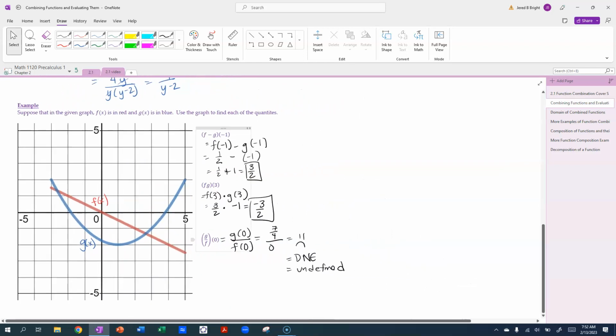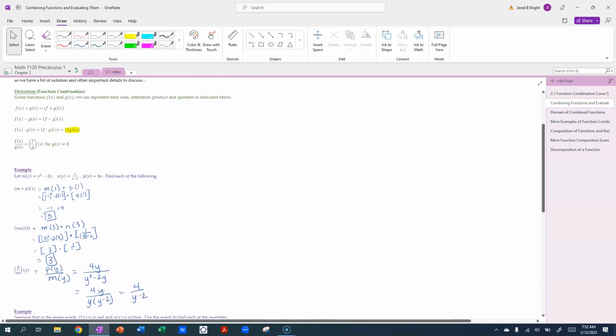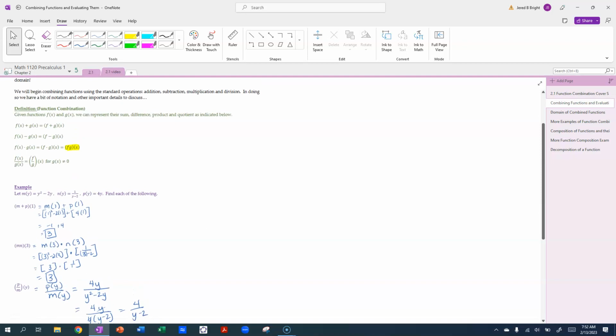The big takeaway from this video is that we can take two functions, add them, subtract them, multiply them, divide them, right? Go ahead and do it. We have some special notation, and again, the functions can be defined in words, symbols, tables, or in a graph.